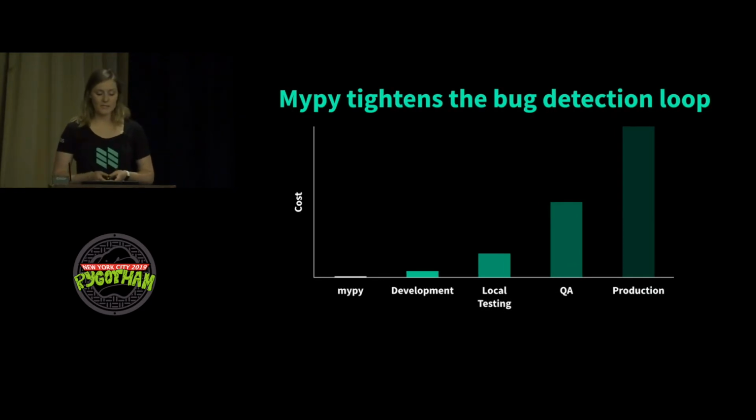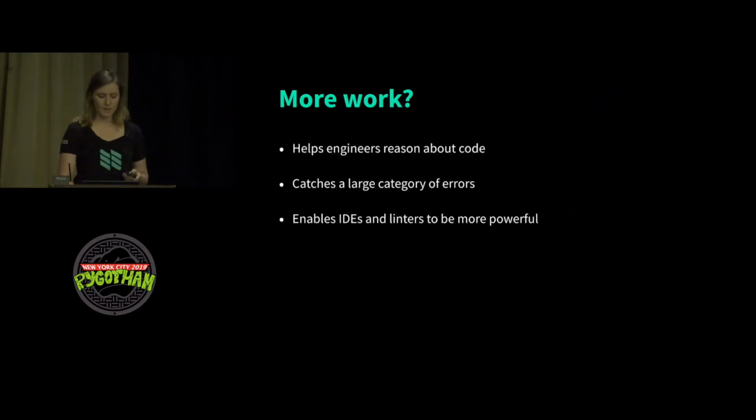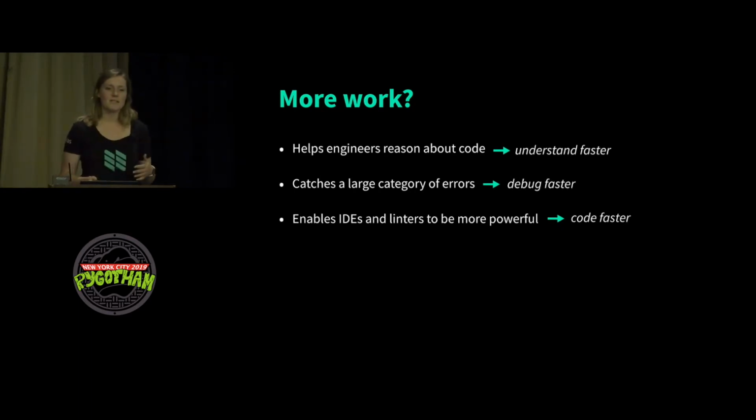Mypy tightens the bug detection by catching bugs early before code is ever run, and quickly, without needing to write or run tests. Critics of static type checking will say that it is more work, and it is more work upfront. But there's an underlying theme to all of these benefits that I've mentioned, which is that it helps engineers move faster and ultimately saves time.